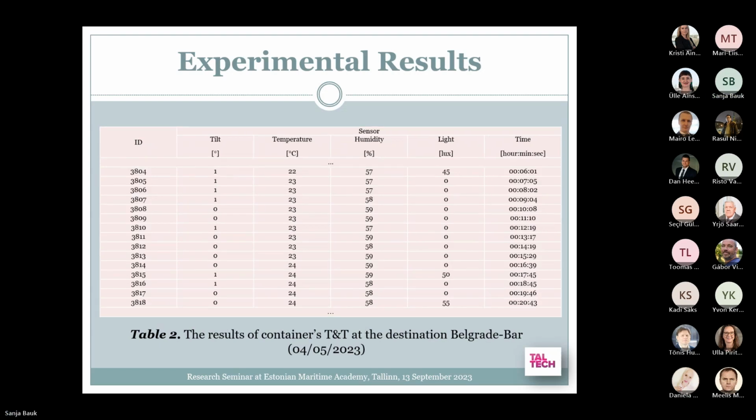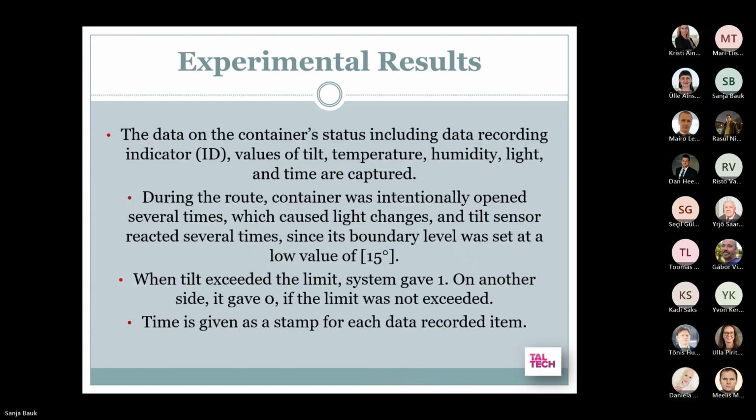And we did some intentional movements of the containers, but in fact, during the whole voyage, the status of the tilt should be 0. So the data on the container status, including data recording indicator, values of tilt, temperature, humidity, light, and time are captured. During the route, the container was intentionally opened several times, which caused light changes until the sensor reacted several times because of that, since its boundary level was set at a rather low level.